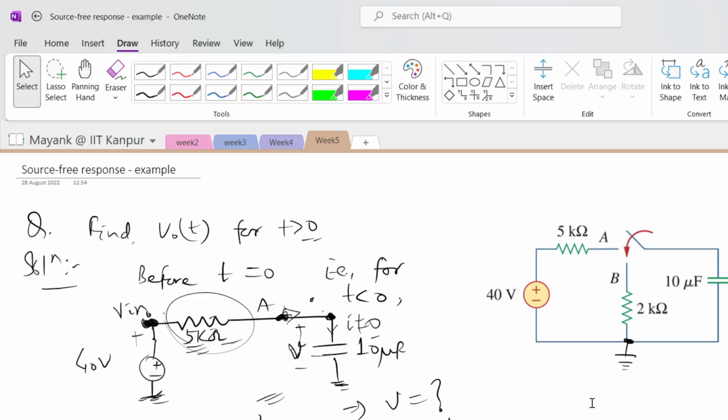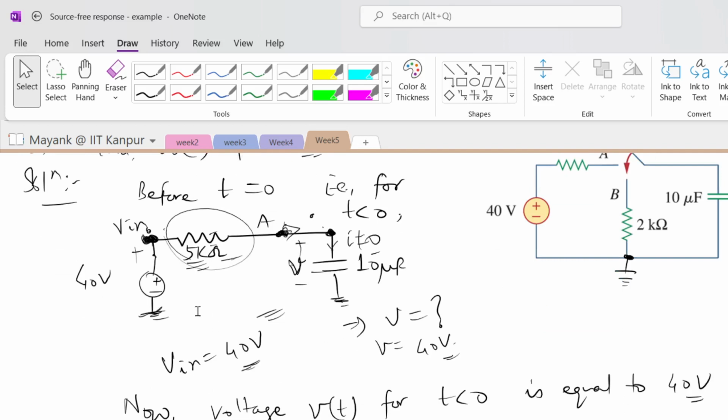Fine. So first I found out the initial voltage which is developed on this capacitor, right? For that I looked at this particular network, and I said that at steady state, in DC steady state, the current flowing through this capacitor will become 0. So the voltage here should be equal to the voltage here. That is why the capacitor voltage V will initially be equal to 40 volts.